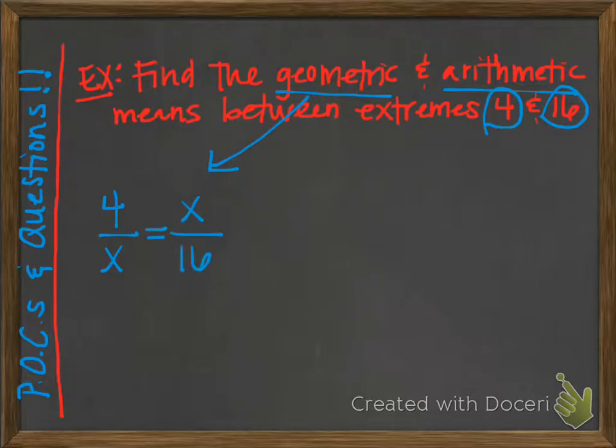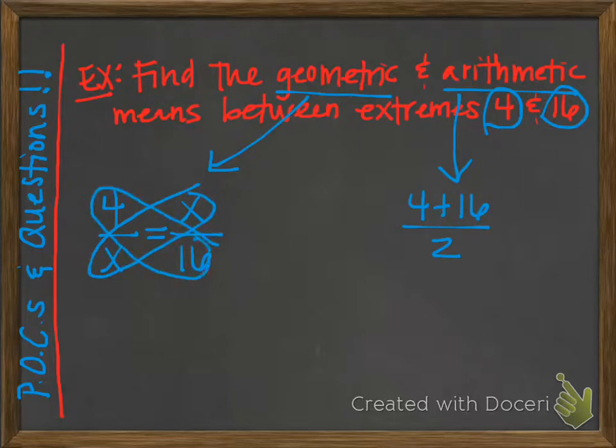For the arithmetic mean, this is what you did back in junior high. You're just going to add them. So we'll add 4 plus 16, and then you'll divide by 2. Going back to the geometric mean for a minute, you will use that especially if you get to statistics. It's a statistic term, but right now we're just learning how to find it. So let's solve for both of these. So on the geometric mean, we are going to set our cross products equal to each other. X times x is x squared.